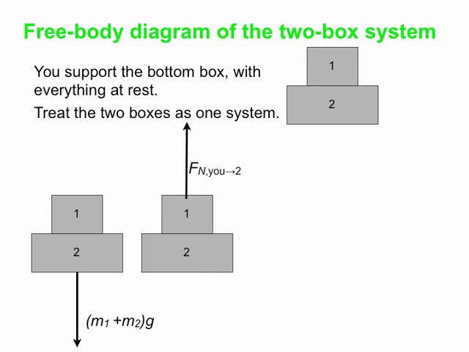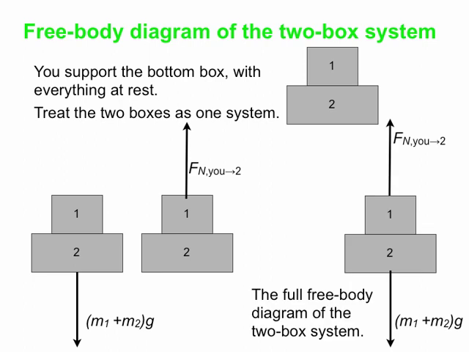This system is also interacting with you. You're supporting this system. So there's an upward normal force applied by you on box 2, but box 2 is part of the system, so this is you on the system too. Same thing. And that's it. Those two forces are equal and opposite, and they cancel out. So the net force is 0, and we've got two interactions, one with you and one with the Earth, that we were accounting for in this free body diagram.